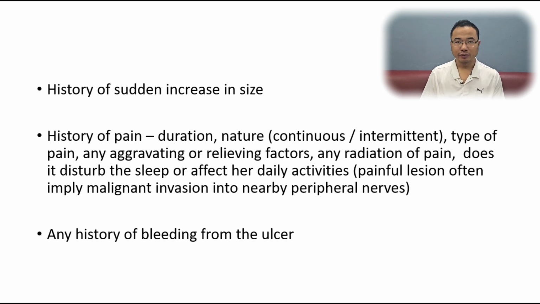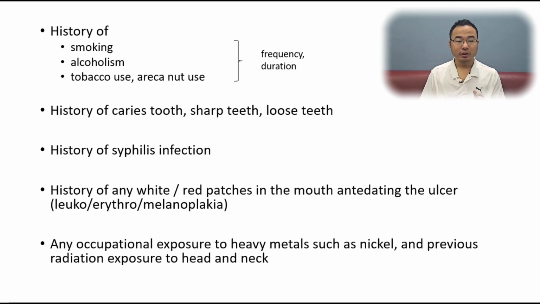Any history of bleeding from the ulcer, history of smoking, alcoholism, tobacco use, areca nut use, frequency, duration of all these things. The history of caries teeth, sharp teeth and loose teeth. If there's any history of syphilis infection or any history of white or red patches in the mouth antedating the ulcer, which is indicative of leukoplakia, erythroplakia and melanoplakia.